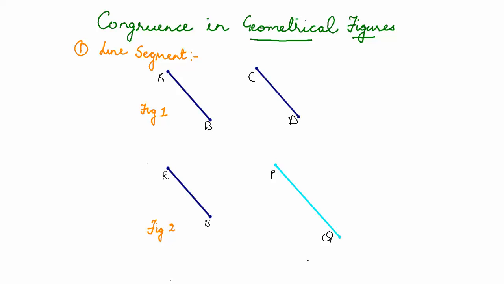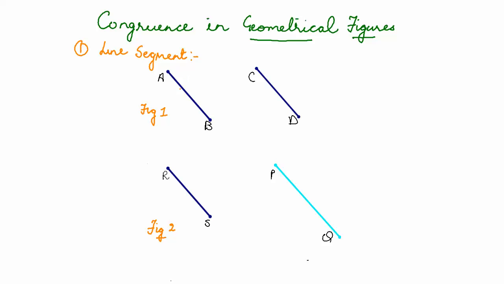So let's try and figure out. In figure 1, we have two line segments, line segment AB and line segment CD, and in figure 2 we have line segment RS and line segment PQ. So let's see in example 1, figure 1, our line segment AB and line segment CD are congruent to each other. For congruence we say that they are of the same shape and size.